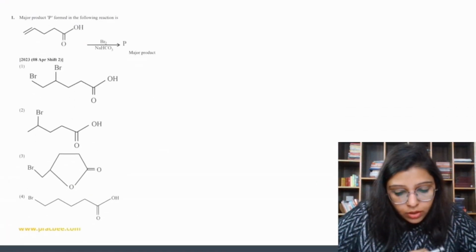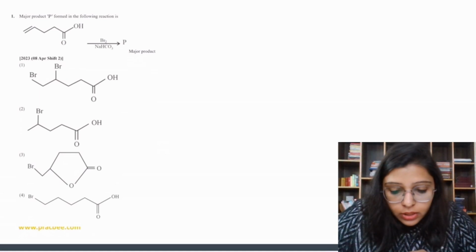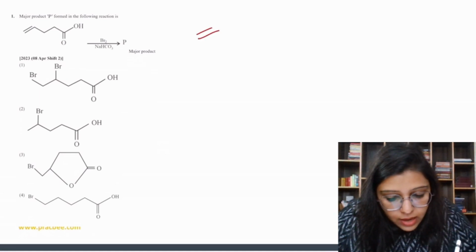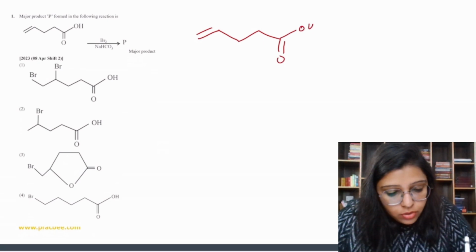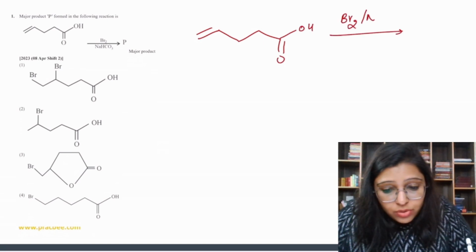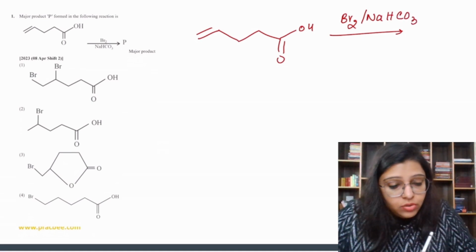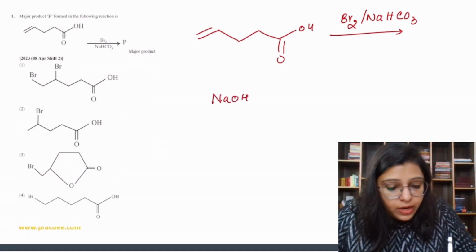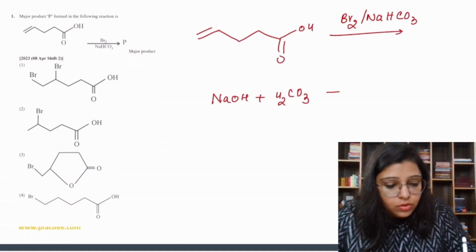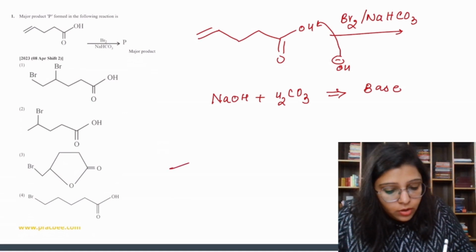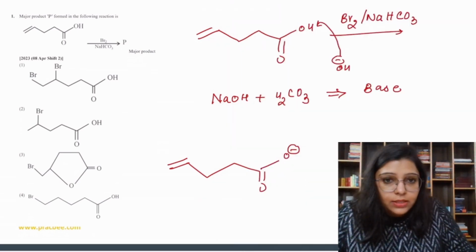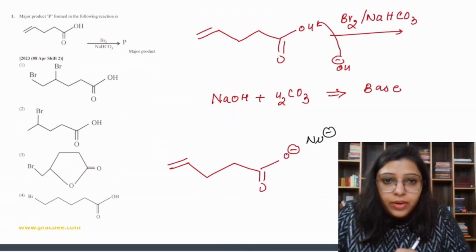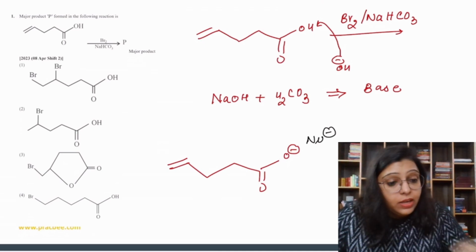We have the major product P formed in the following reaction. We have this situation, double bond OH, with Br2 in the presence of NaHCO3. NaHCO3 is formed from NaOH and H2CO3, so this is going to act as a base. The base abstracts this hydrogen, so we get O minus, which is going to act as a nucleophile.